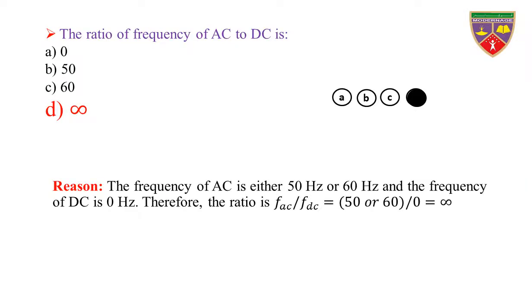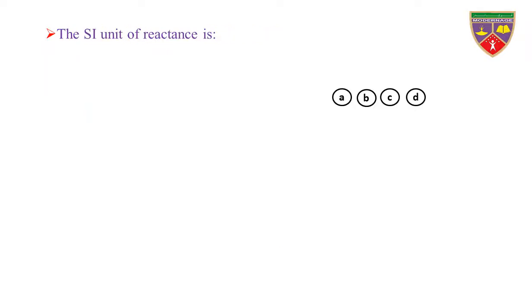Reason: the frequency of AC is either 50 Hz or 60 Hz and the frequency of DC is 0 Hz. Therefore, the ratio is frequency of AC divided by frequency of DC, which is equal to 50 or 60 divided by 0, which is equal to infinity. Hence, the ratio is infinity.